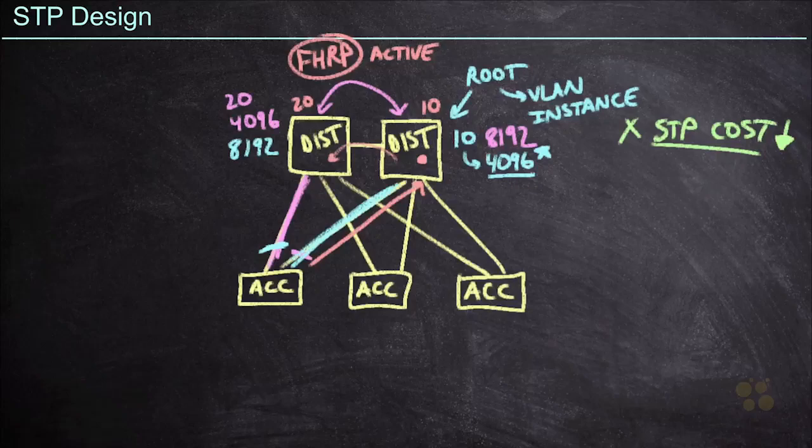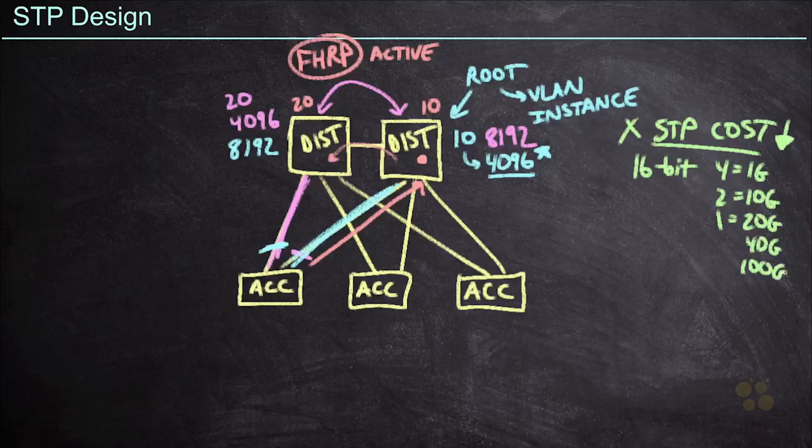Now, spanning tree has evolved over time. Originally, we had 16-bit costs, and in most cases, these are the cost values that we're accustomed to. For example, 4 is equal to a 1 gig link, and the cost of 2 would be equal to a 10 gig link. But if we do the math here, we realize, okay, well, wait a second. If I just double this and get 20 gig, that would be equal to 1. But what about a 40 gig link? And what about a 100 gig link? Well, in spanning tree world, those are all going to be equal to 1.